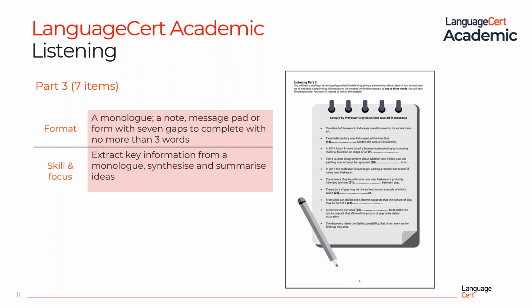Now, in Part 3, candidates are presented with a monologue and a note, message pad, or form, and are asked to complete 7 gaps in it. Note that the answers should be short, no longer than 3 words each time. This third part assesses the ability to extract key information from a monologue, synthesize and summarize ideas.